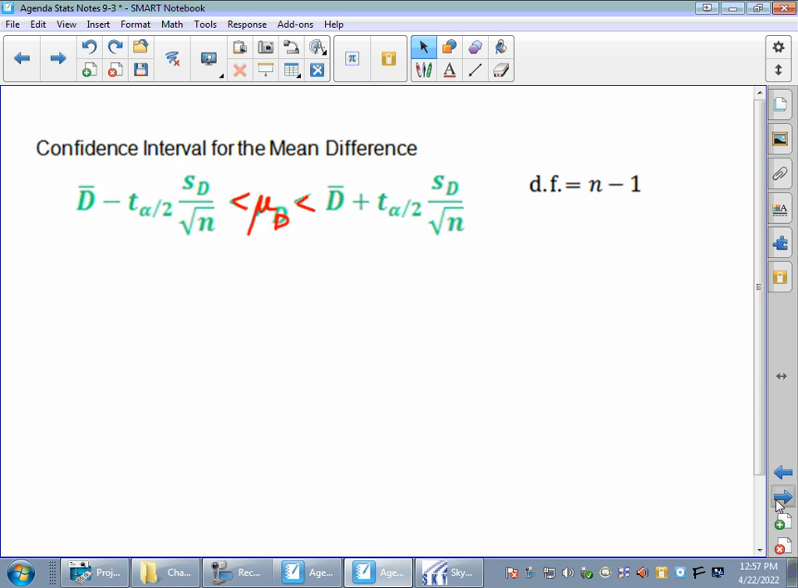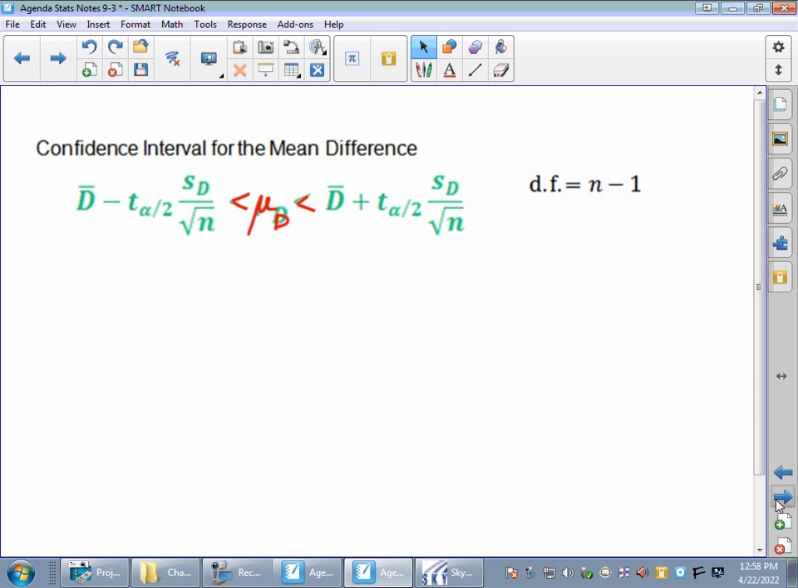That technically, the S sub d over the square root of n is technically our margin of error, which we wrote in that first page. So this is probably the least complicated, but you did have to do all kinds of work. D bar requires side math. T of alpha over 2 requires the table. The standard deviation of the differences requires side math. So you had to do a bunch of math on the side in order to get the values you need.